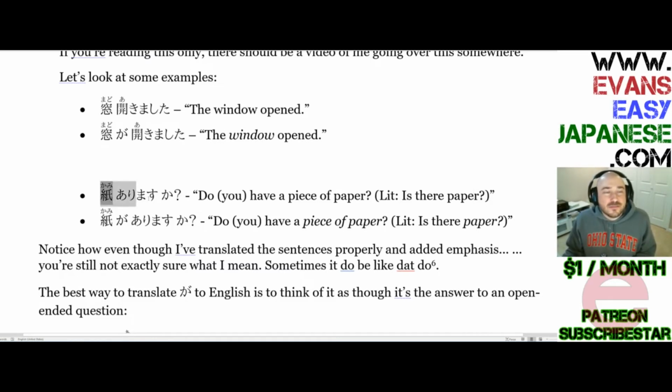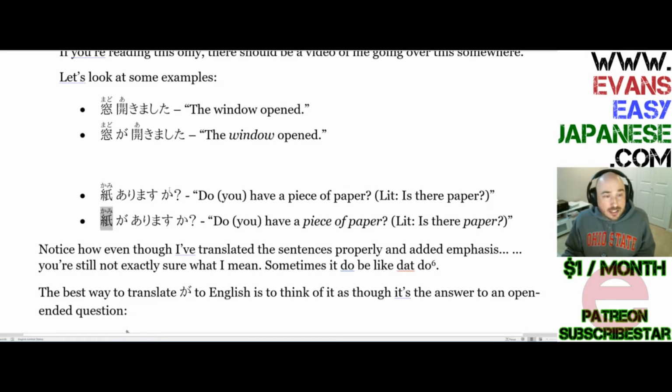So this is just a basic sentence. Kami arimasu ka? Do you have paper? Notice, because it's a question, we would really expect there to be a ga particle, but you don't need to put one there. However, if you were going to answer the question, you would probably put a ga particle there. You would say hai, well, really, you just say hai, arimasu, but you could say kami ga arimasu. I do have paper. There is paper.